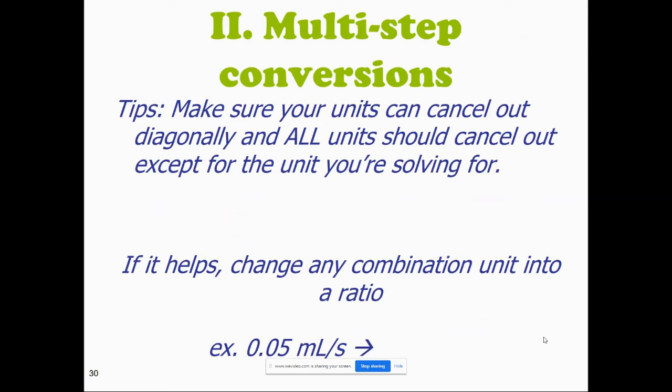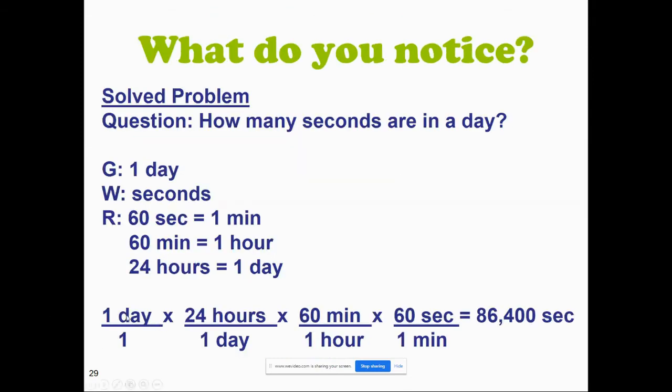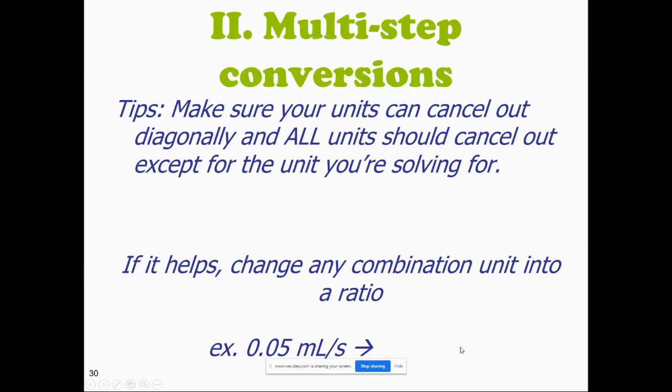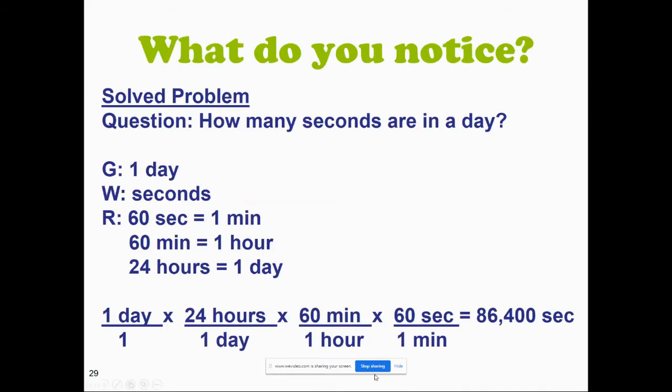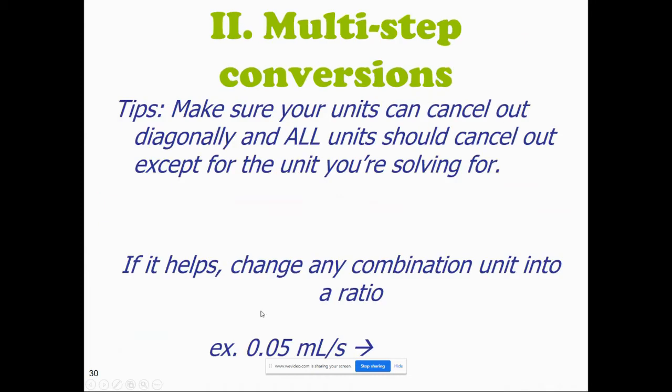You want to make sure your units can cancel out diagonally. So if we go back here, see how this is diagonal? They cancel out diagonally. We want to make sure our units can cancel out diagonally, and all units should cancel out except for the unit you're solving. The thing you're trying to get should not cancel out, and it should usually be in this position right here. We want seconds to be what we're left with, because that's what I want. Everything else canceled out. Okay.